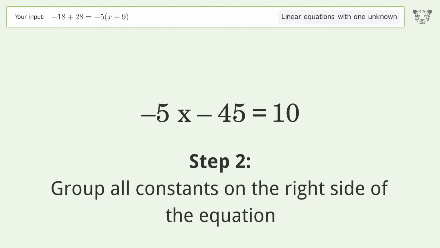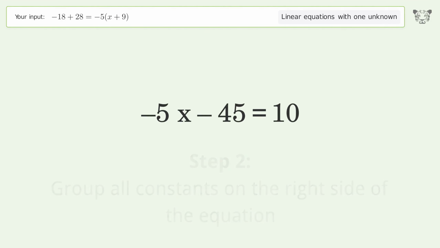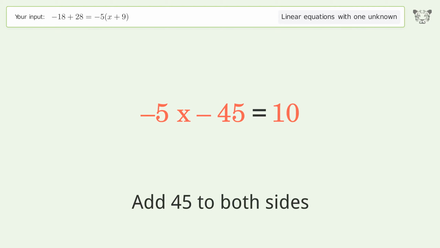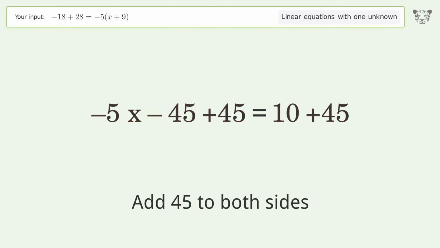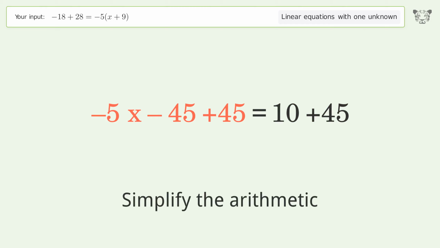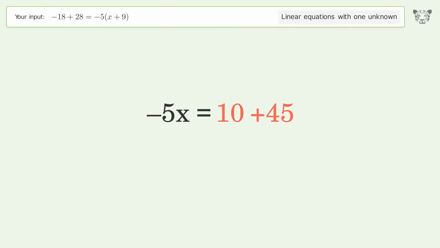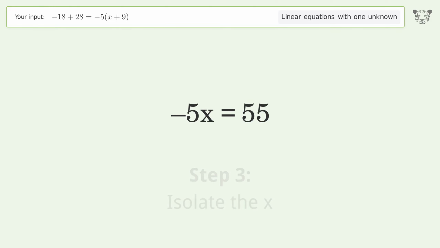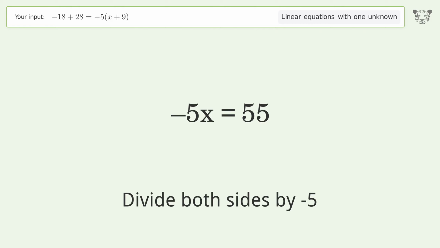Group all constants on the right side of the equation. Add 45 to both sides. Simplify the arithmetic. Isolate the x. Divide both sides by -5.